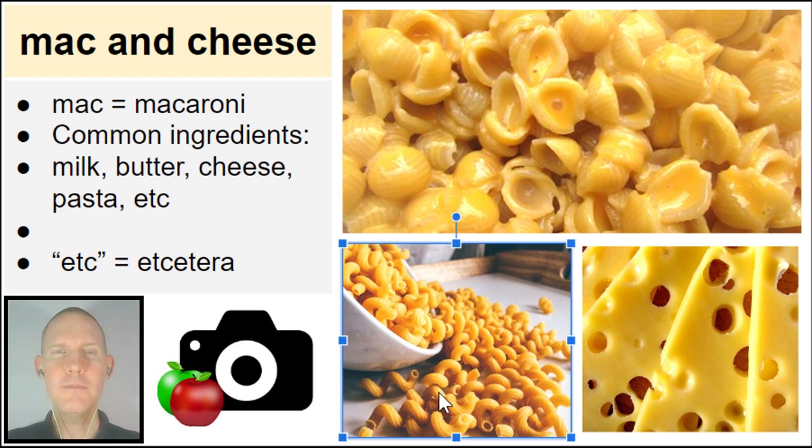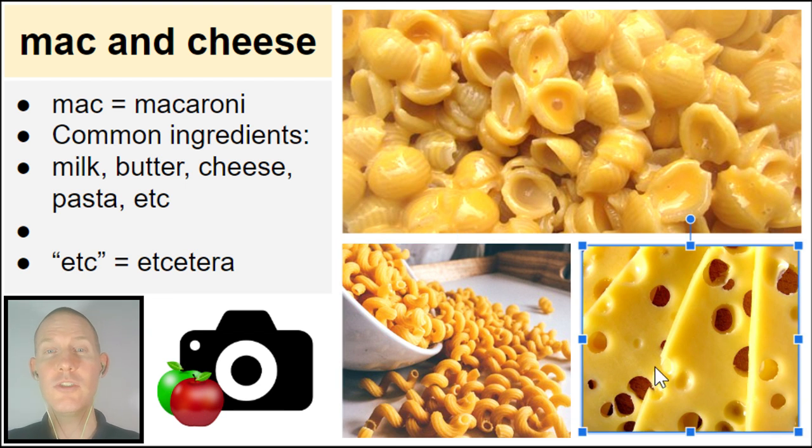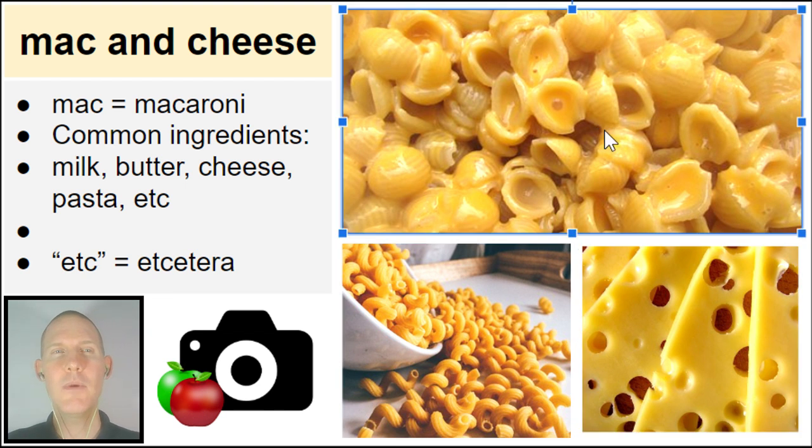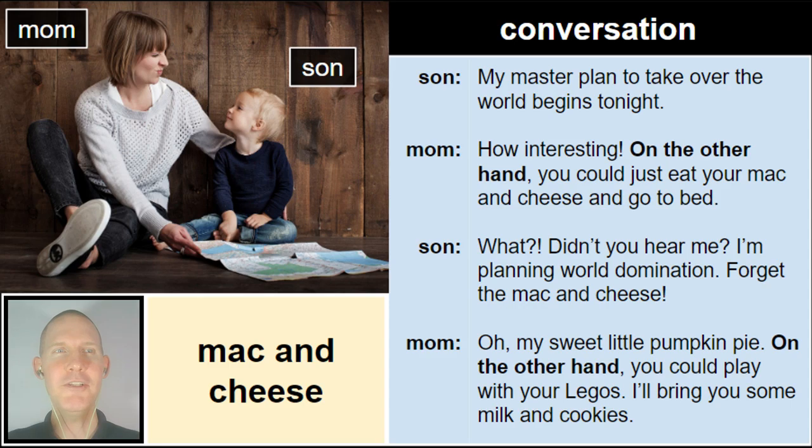So here's pasta. It's elbow pasta before it's cooked. And this is Swiss cheese. The cheese in the macaroni and cheese, I guess it depends on you. It could be mozzarella cheese, maybe cheddar cheese, maybe multiple kinds of cheese. Okay. All right. So let's see. Let's go back to the conversation.